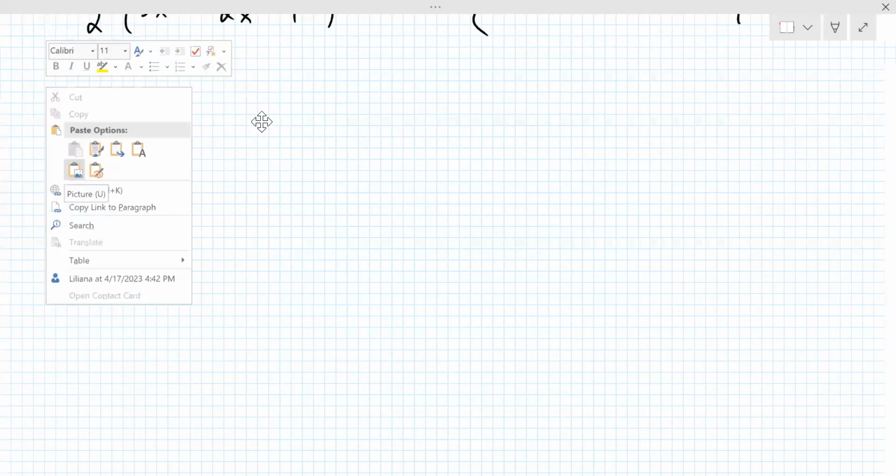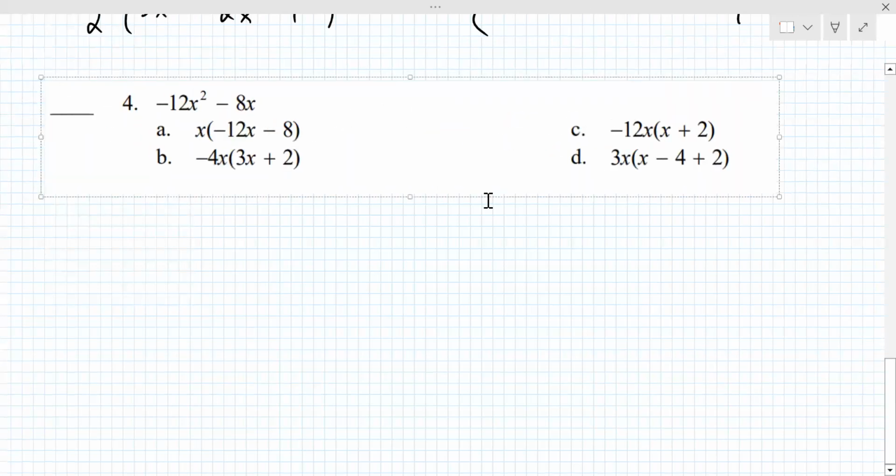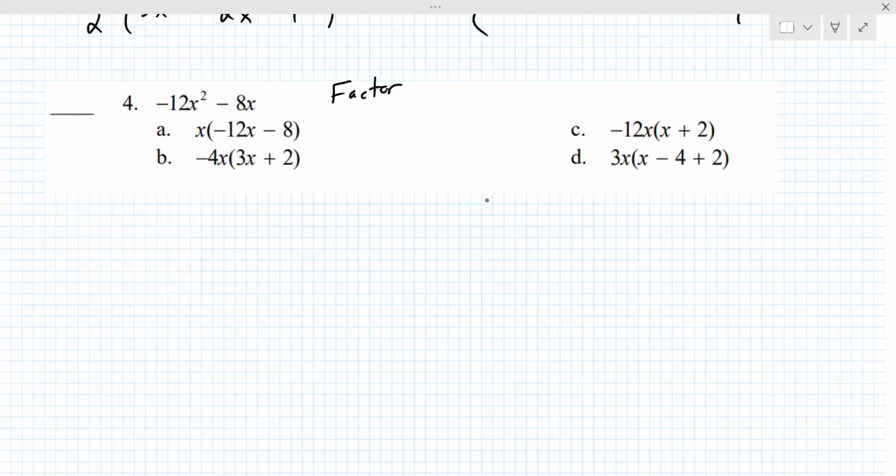All right, here we go. Minus 12x squared minus 8x. The instructions say, again, to factor. And I mentioned in the previous problem, the first type of factoring you always try is the greatest common factor, the GCF. It can be a number only, like the last problem. It could be a variable only, or it can be both.